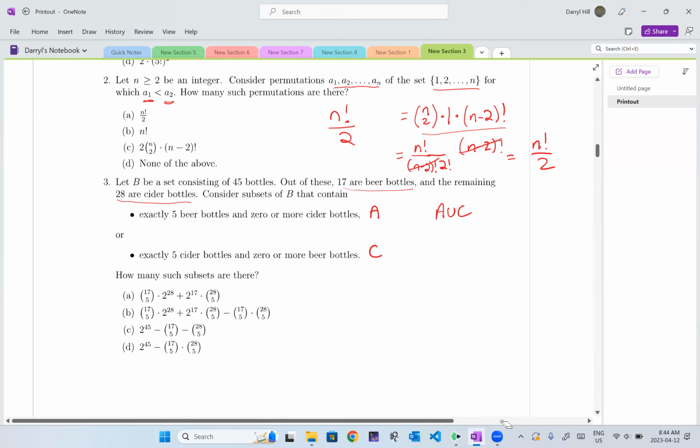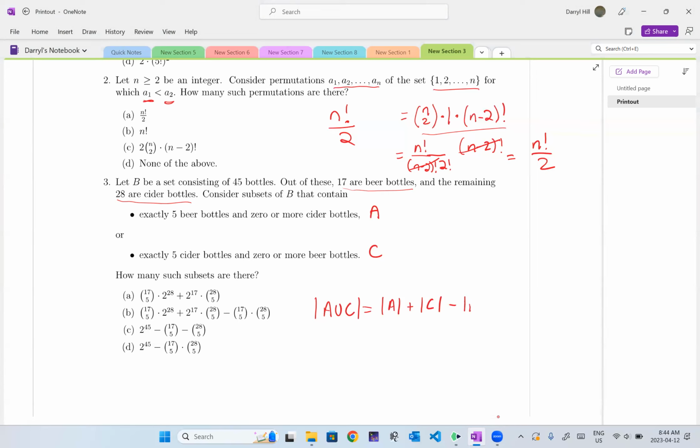So the question is how many sets are in A, how many in C, and how many in the intersection. If I want to count A union C, that's the size of A plus the size of C minus A intersect C, minus the stuff that we double counted. For the size of A, exactly 5 beer bottles, first I choose my 5 beer bottles. These are subsets, so order doesn't matter. I have 17 to choose from, so the first step is 17 choose 5.